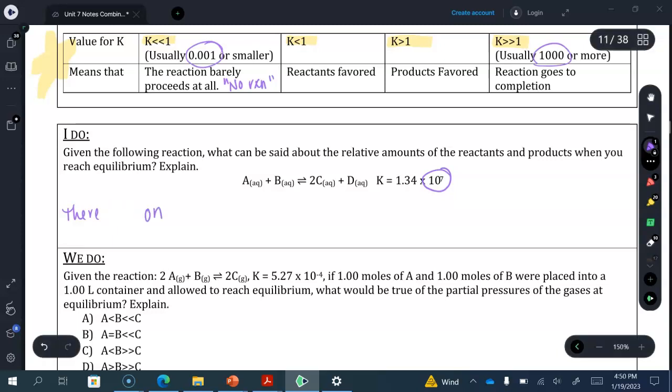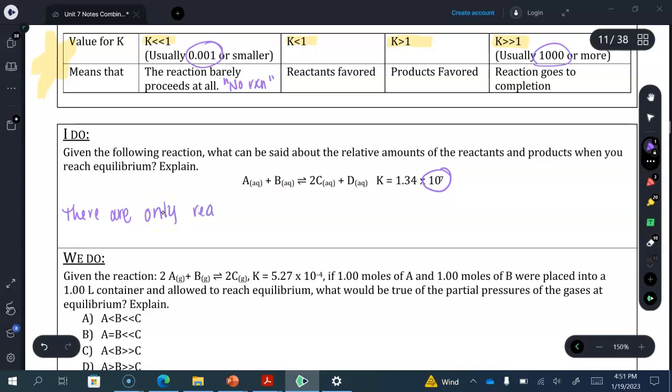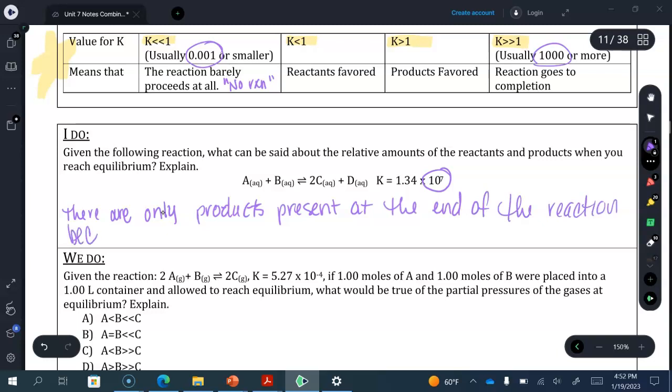So there are only products, not reactants, because K is very large, so the reaction goes to completion.